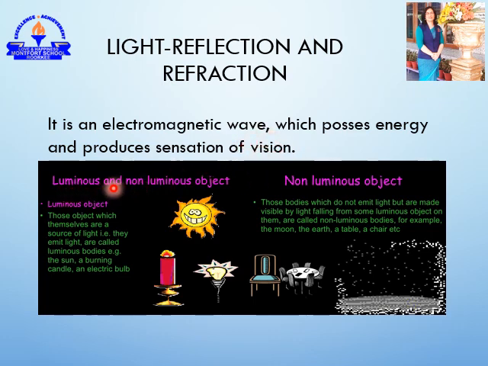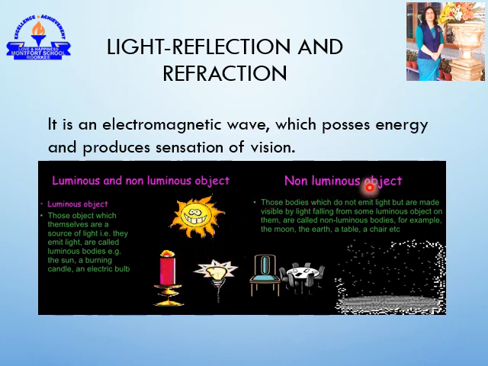Let us talk about luminous and non-luminous objects. The objects which themselves are sources of light, or emit light, are known as luminous objects. An example is the sun. Sun is a huge source of energy and it emits a huge amount of light. Candle emits light. Electric bulb is one of the examples. You must have heard about firefly, that is Jugnu. Jugnu is also a luminous body. So the objects which emit light are known as luminous objects.